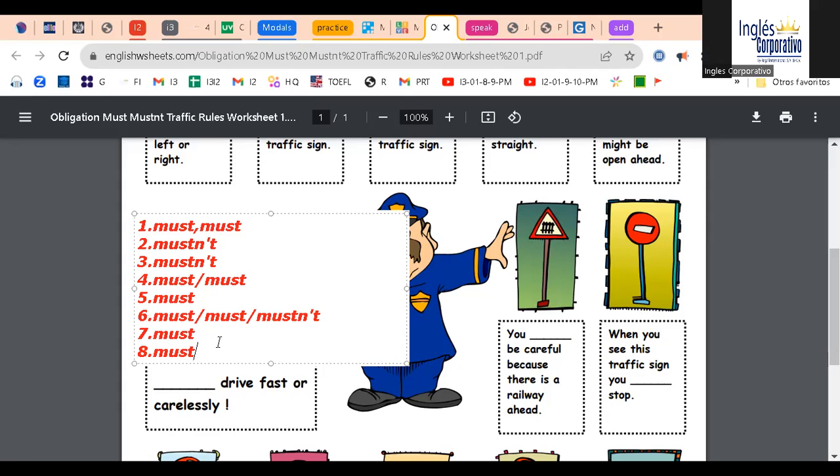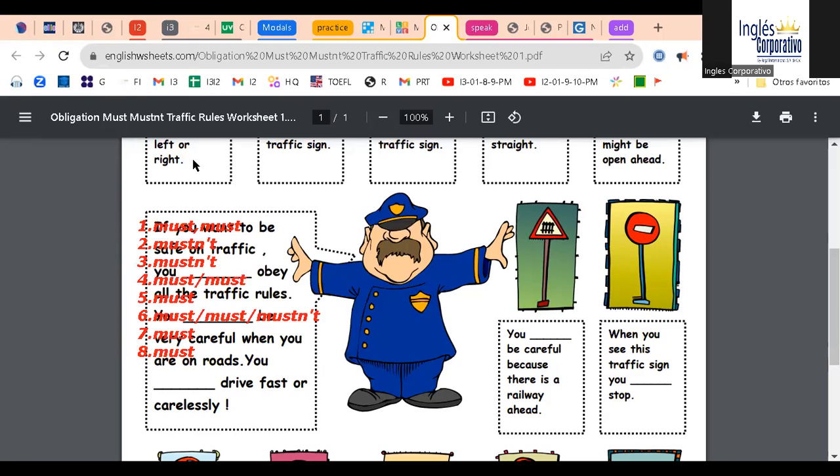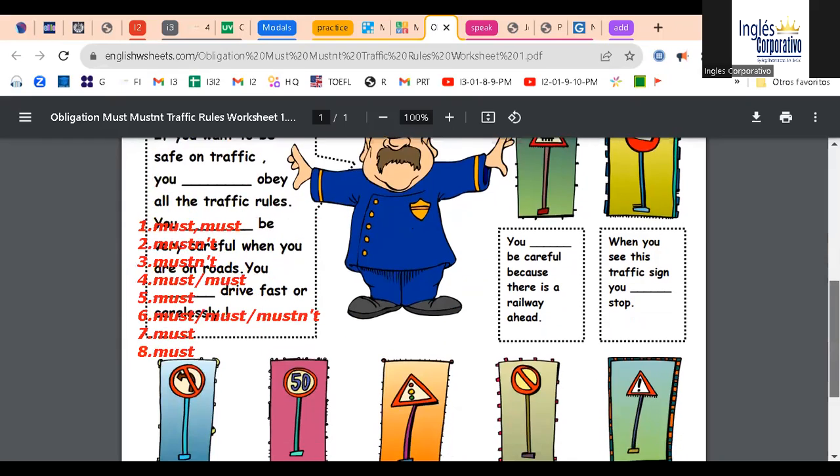Roberto, what do you think? When you see this traffic sign, you must stop, but I don't know which sign is this. I'm thinking about it and I'm not really sure if I must stop or not, but let's say that we must, because it's red, right? Okay, let's see. The next one is this one.